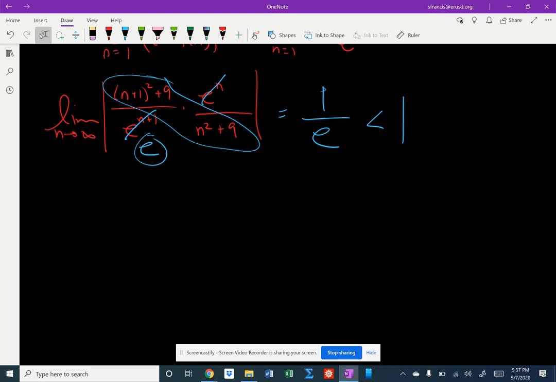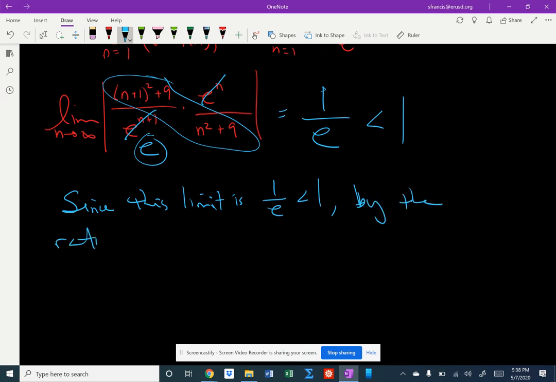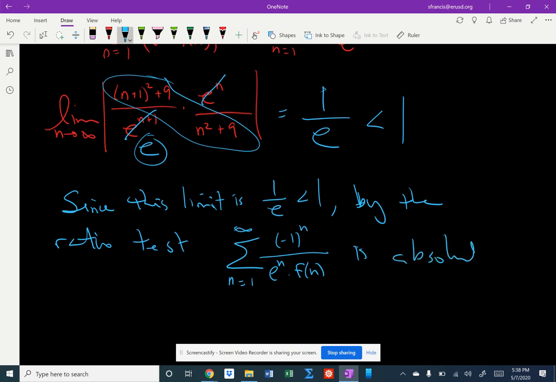Okay. Now, since this limit is 1 over e, which is less than 1, by the ratio test, the series from n equals 1 to infinity of (-1)^n over e^n times f(n) is absolutely convergent. That's how you had to do that one.